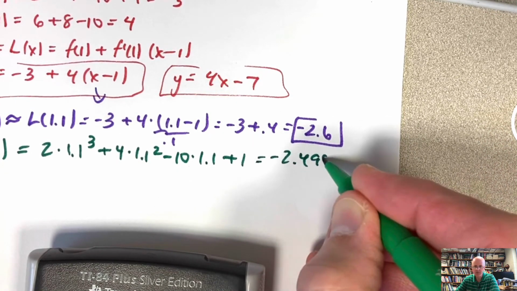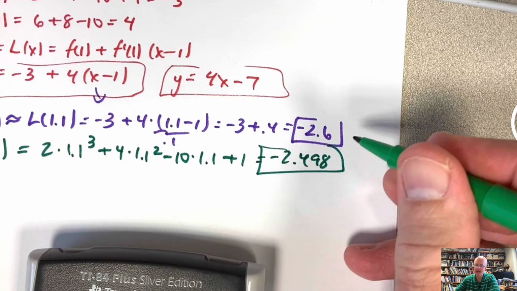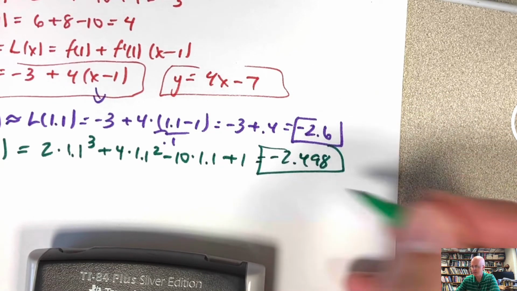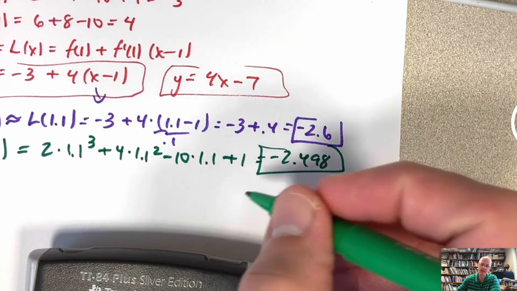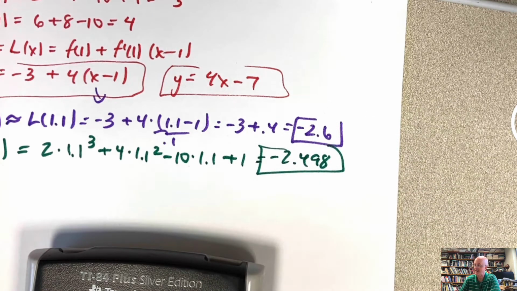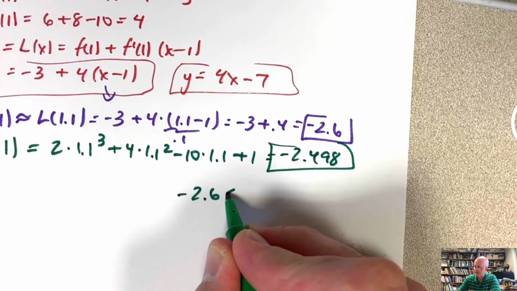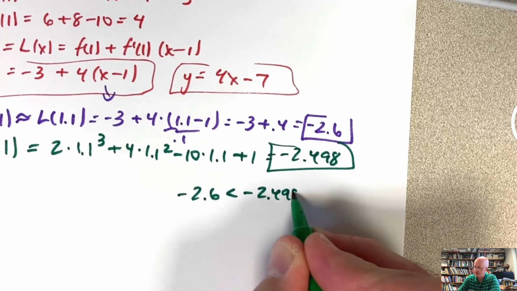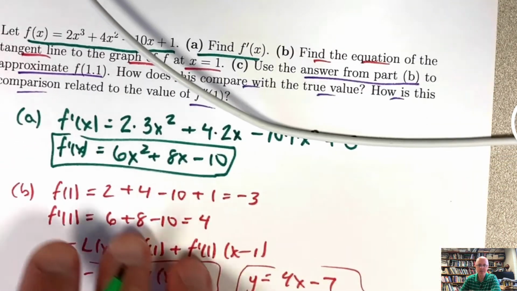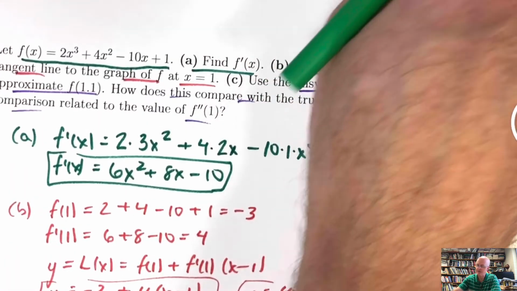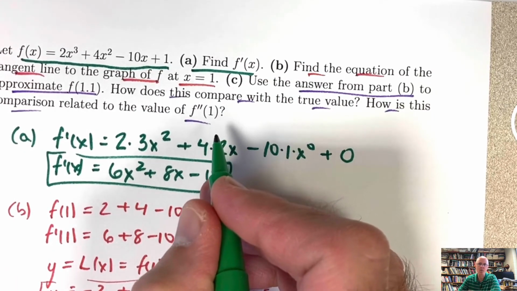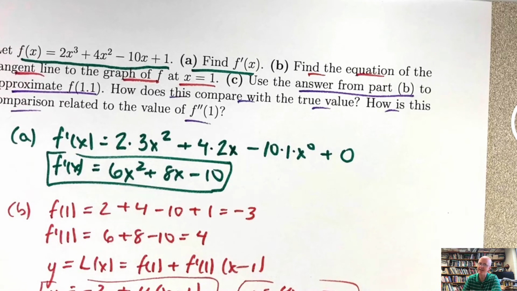In other words, the approximation is less than the true value, and on a number line, negative 2.6 would be to the left of negative 2.498. It's smaller, less than. You could write this if you like. But then it said, how is this comparison related to the value of f double prime of 1, which gives you the concavity of the original graph at x equals 1 or near x equals 1?